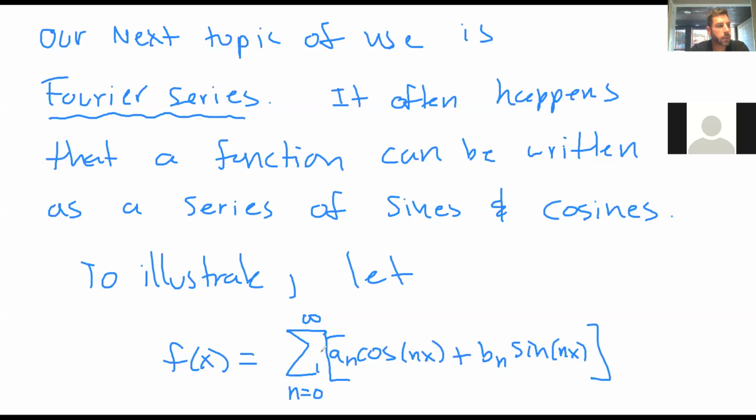So we have this. Let's just assume we have some function that can be defined this way. What properties are we going to have about f? What is a sub n? What is b sub n? So on and so forth.